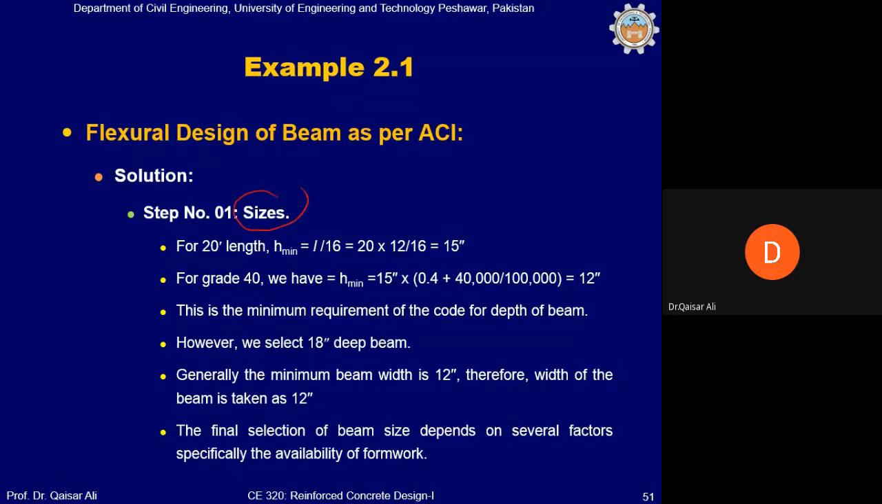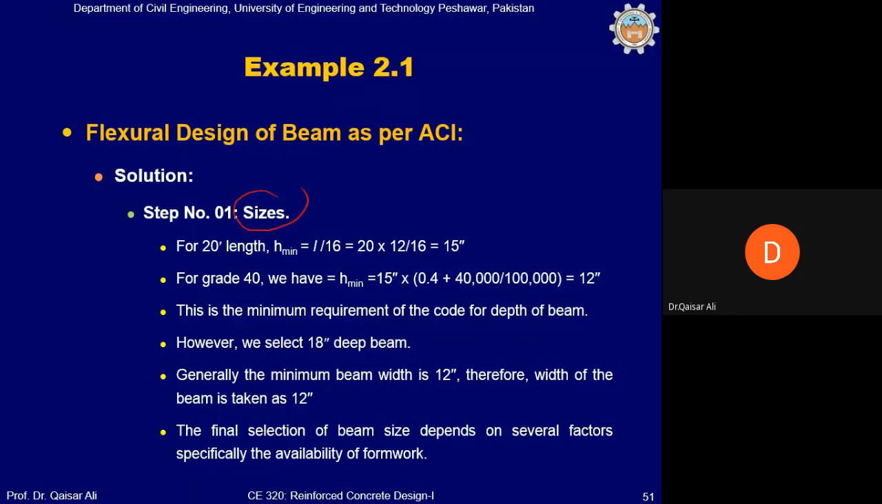Okay, so when we finally select the size of a member, then at the back of our mind, we must have the information of the sizes which are readily available in the market. If these sizes are not readily available in the market, then a special formwork has to be prepared, and then it will make our project uneconomical as a whole. Okay, so these things are to be kept in mind.